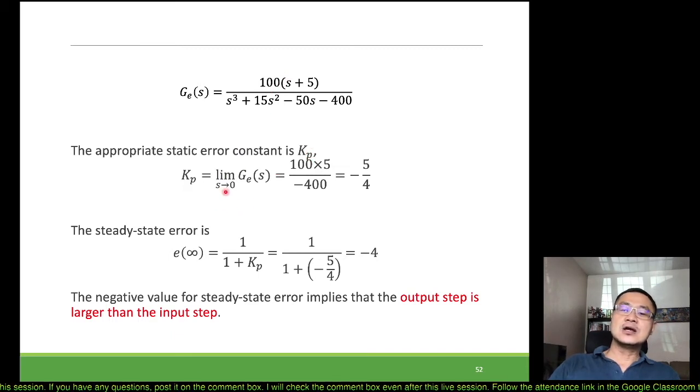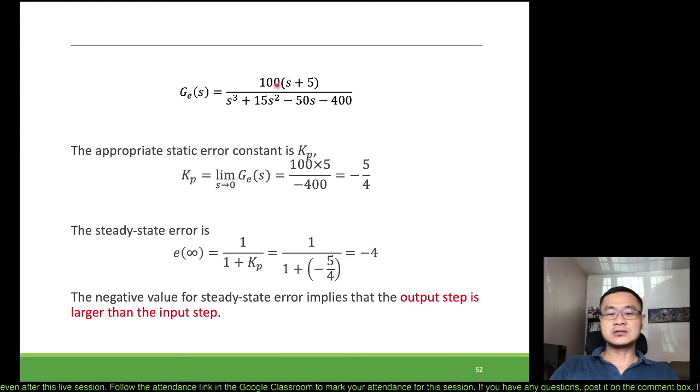Based on that, again we use the final value theorem, taking s approaching 0. So this would be 500 divided by minus 400. We get the position error constant Kp as minus 5 over 4, and the corresponding steady state error, when we apply it into our equations, would be minus 4.